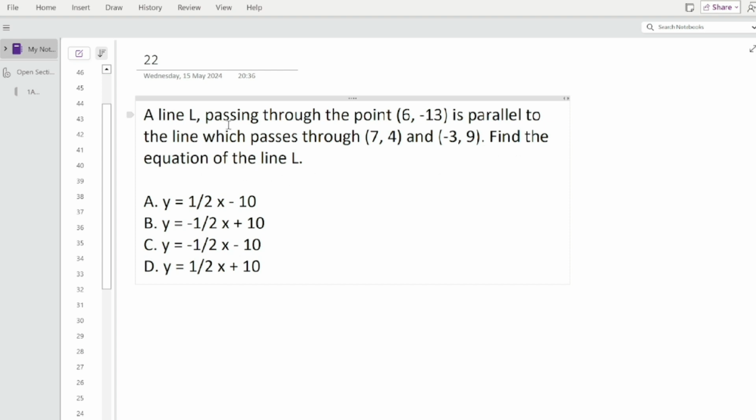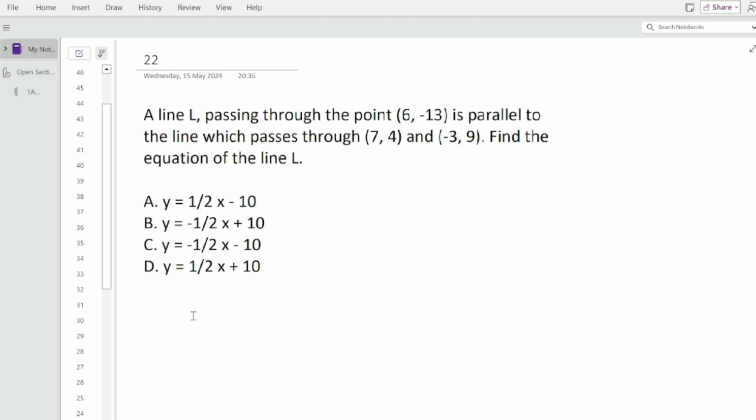Now, to find the equation of the line L, first you need at least a point, which is given to us, and the gradient, which we don't have. But the word parallel here would help us get the gradient, because when a line is parallel to another, they share the same gradient. So line L has the same gradient as the line that passes through these 2 points. And with these 2 points, we can get the gradient which they share in common.